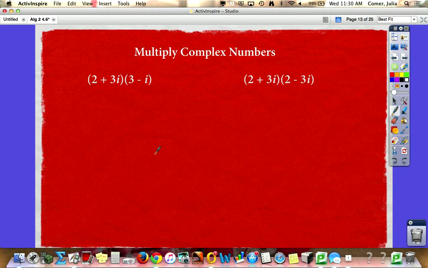So take a second to try these. What are we going to do? Well, I'm multiplying a binomial times a binomial. So again, I'm going to use FOIL. First terms, outside terms, inside terms, and last terms is what we're multiplying by.